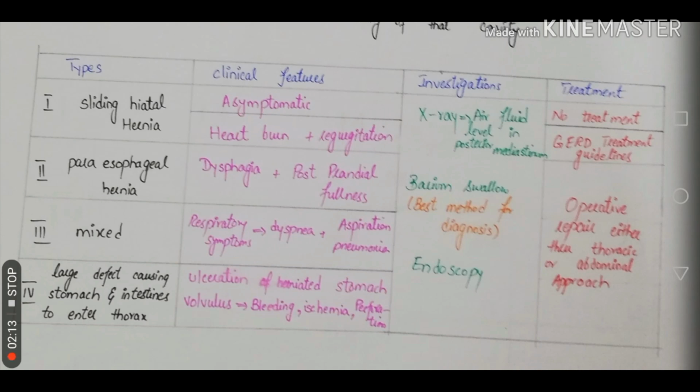Now once we suspect any patient to have hiatal hernia, we will perform an X-ray, and it will give us information about the air fluid level in the posterior mediastinum. Once we have seen an air fluid level in the posterior mediastinum on an X-ray, we will ask for barium swallow. Barium swallow is the investigation of choice for diagnosing hiatal hernia, and then we can also perform endoscopy to quantify or evaluate the patient. Once diagnosis of either the second, third, or fourth type has been made, we have one option: operative repair, either through a thoracic or abdominal approach.